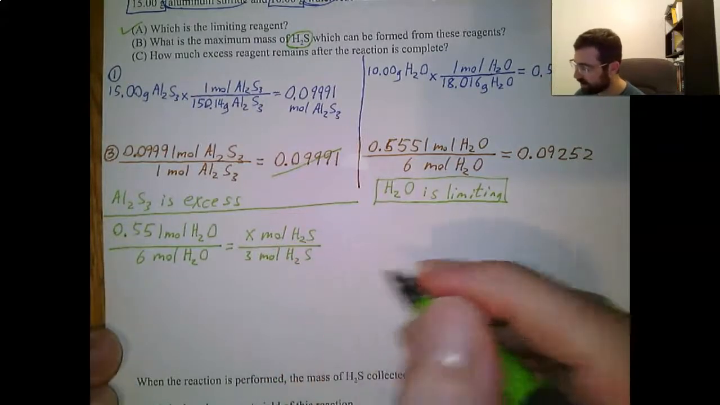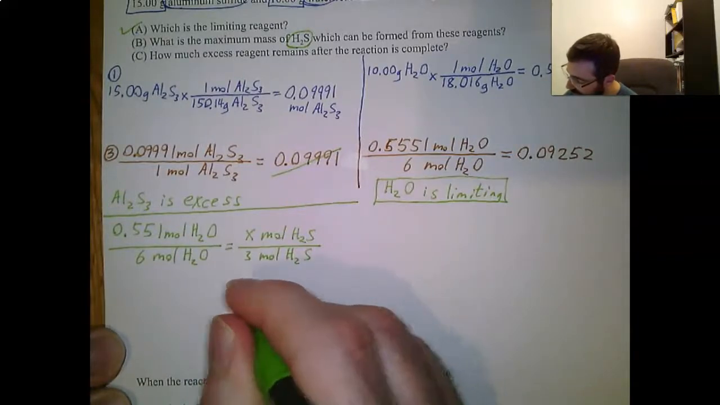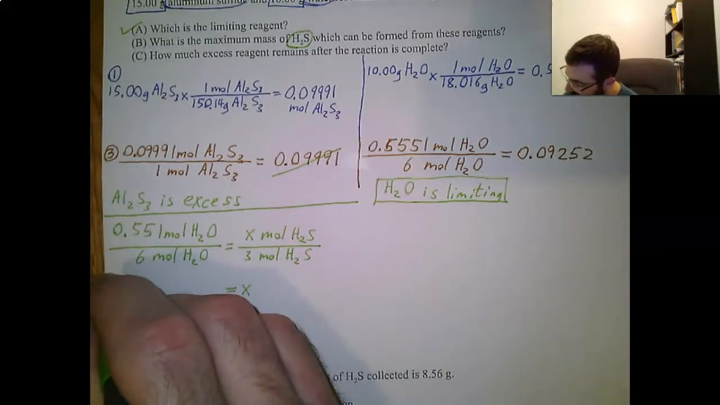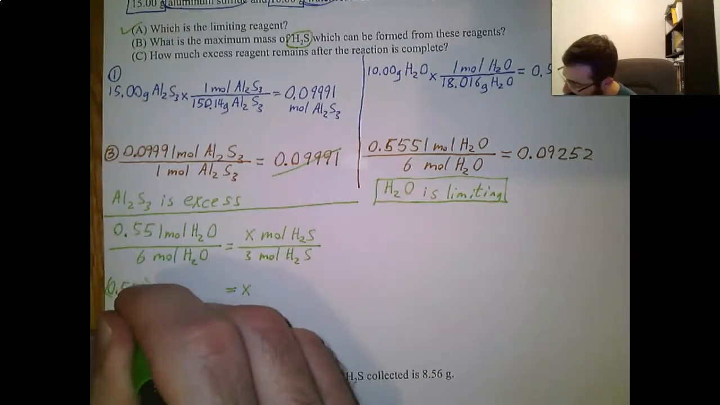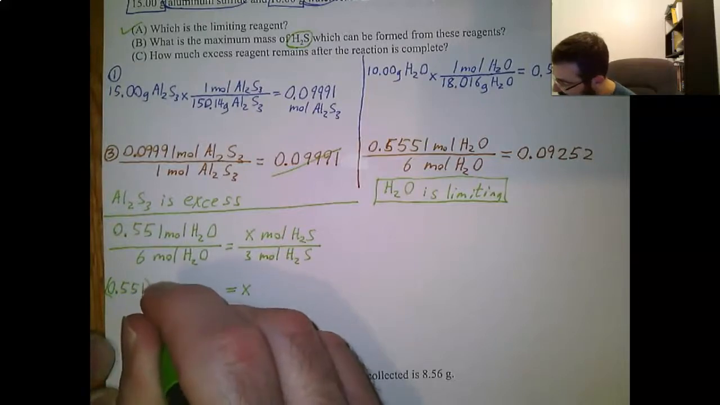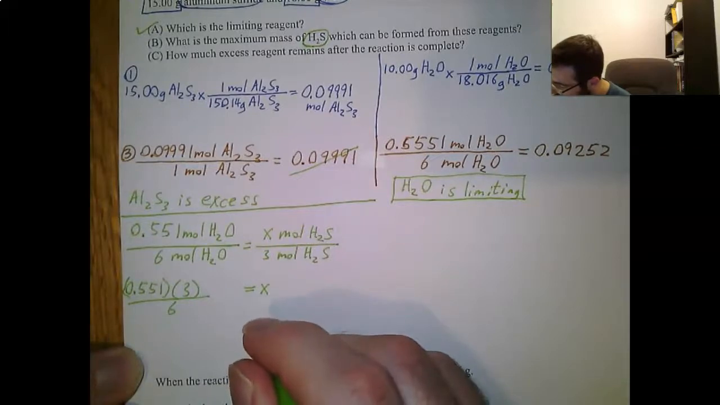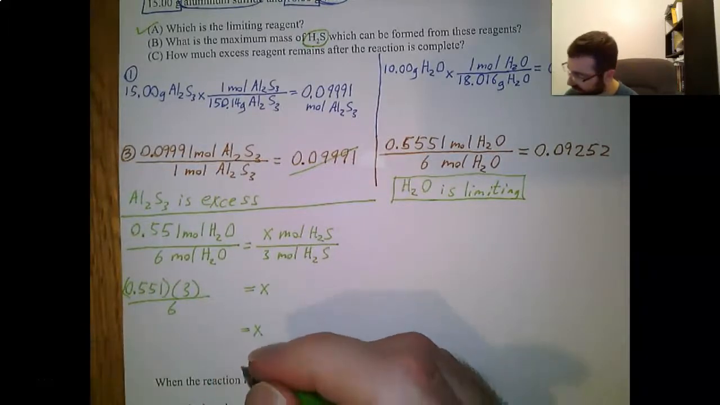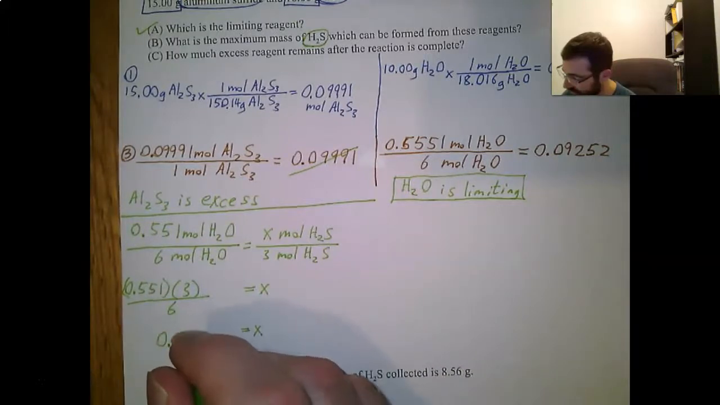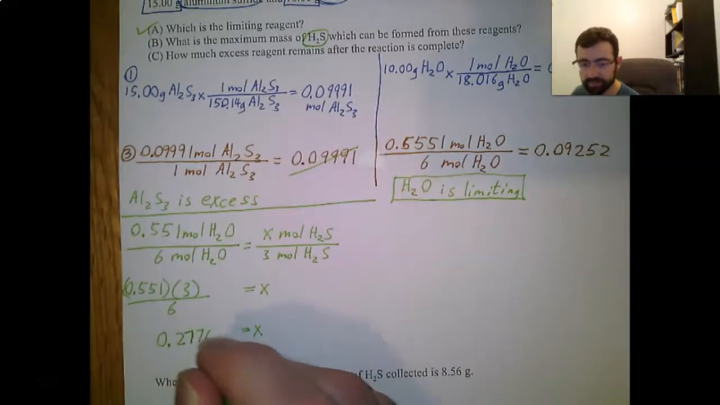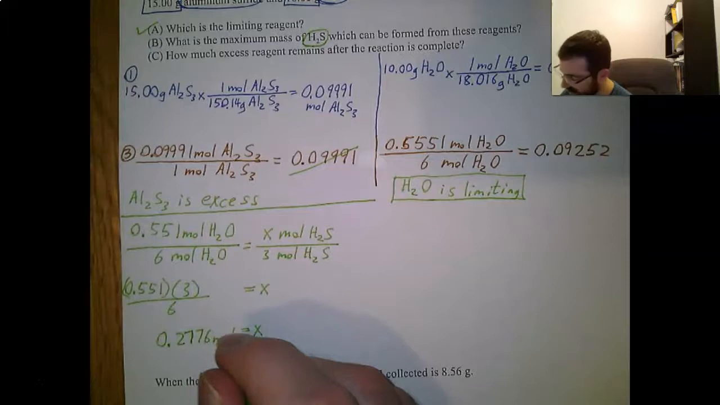All right. So if I wanted to solve for X, I'm going to put 0.551 times 3 divided by 6. Put that in your calculator, you're going to get something like 0.2776. And that is moles of H2S.